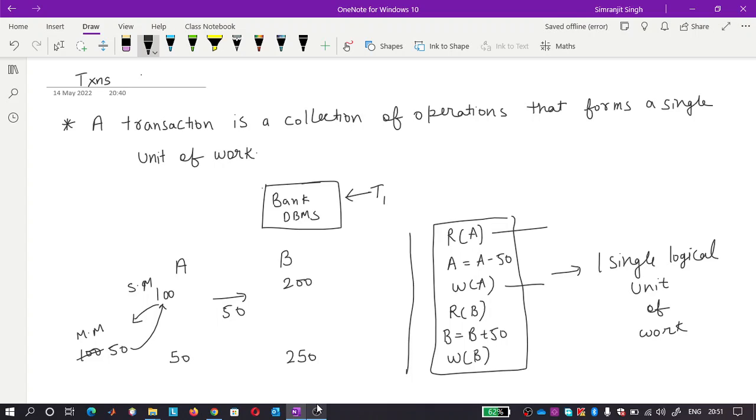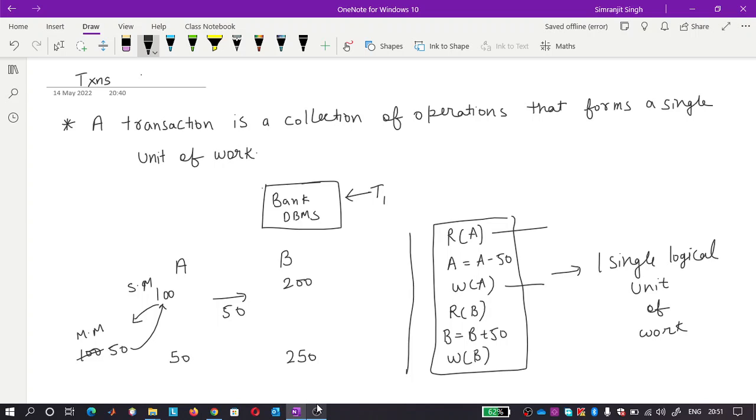Okay, so it is not like there is only one transaction that happens in a bank database management system. There can be multiple transactions. There can be 1, 2, 3, 4 millions and millions of transactions that happen every second.